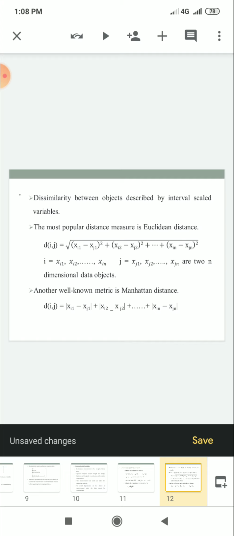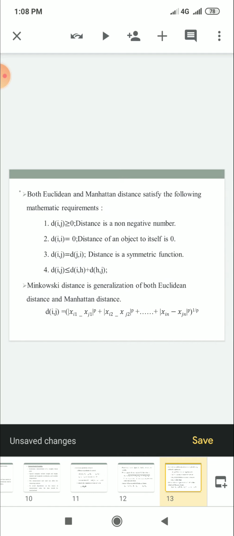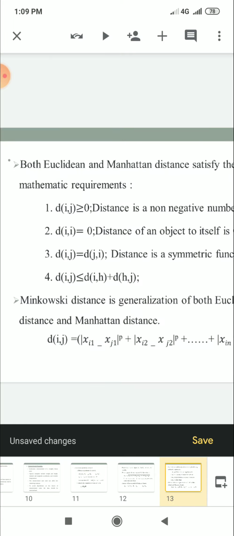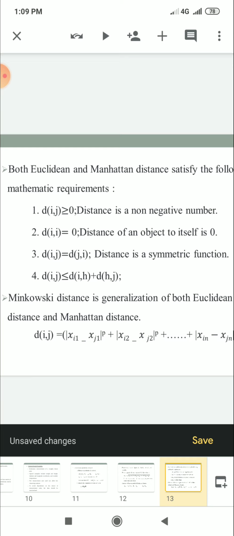Another well-known metric is Manhattan distance. d(i,j) = |x_i1 - x_j1| + |x_i2 - x_j2| + ... + |x_in - x_jn|. Both Euclidean and Manhattan distance satisfy the following mathematical requirements. d(i,j) is greater than or equal to 0, where distance is a non-negative number. d(i,i) = 0, the distance of an object to itself is 0. d(i,j) = d(j,i), distance is a symmetric function. d(i,j) is less than or equal to d(i,h) + d(h,j).